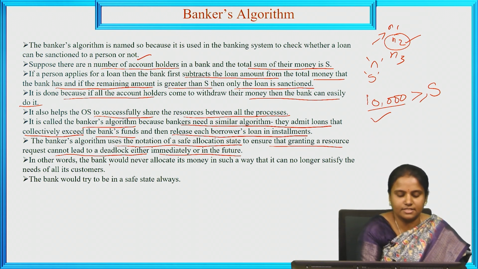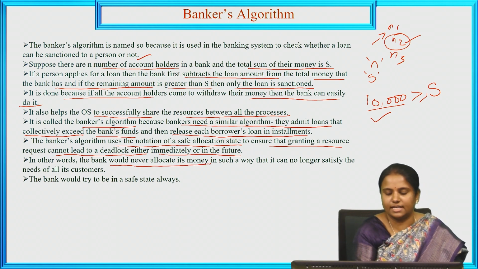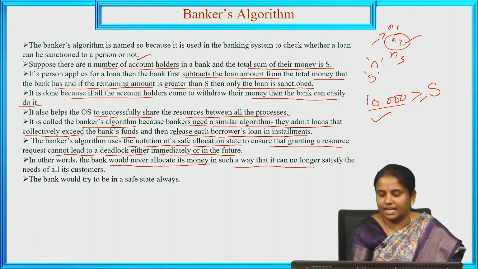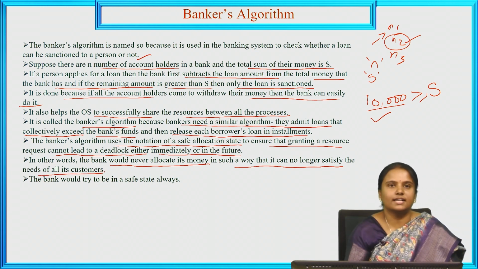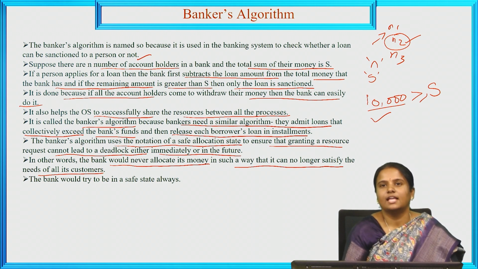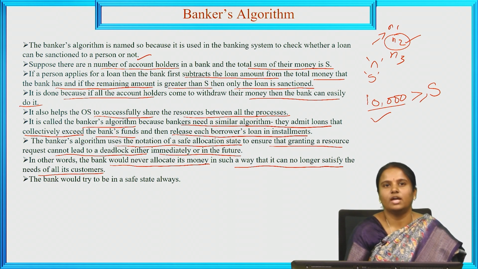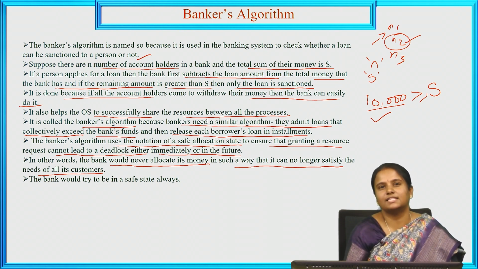In other words, the bank would never allocate its money in such a way that it can no longer satisfy the needs of all the customers. The allocation should be such that the bank can still satisfy the needs of the customers. If the money is not available, they cannot satisfy the customers. Why?